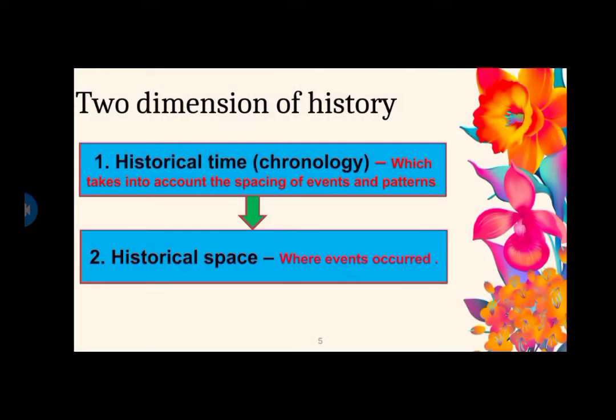History has two dimensions, both of which are important to the interpretation of historical data. One dimension is historical time, or the chronology, which takes into account the spacing of events and patterns. A good example of such chronology, which is sometimes referred to as a timeline, is Library in the U.S. Timeline, compiled by Wigan for the American Library Association in 1999. The second dimension is historical space, or where the event occurred.